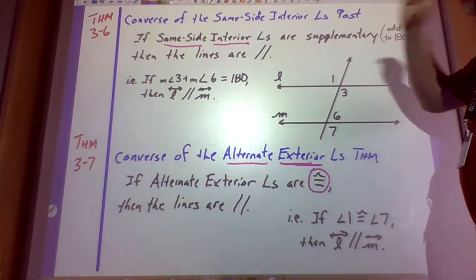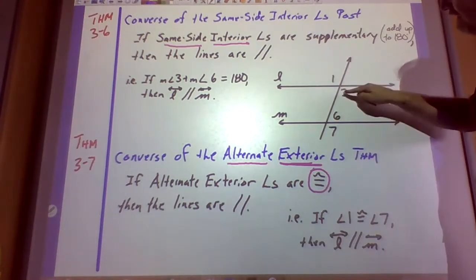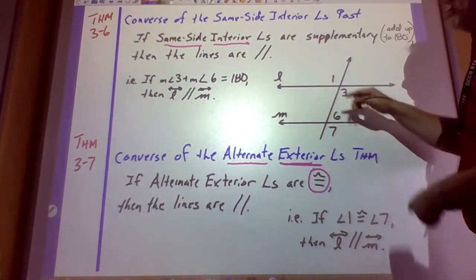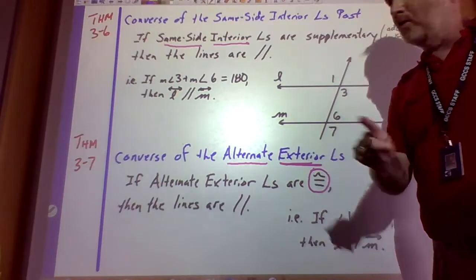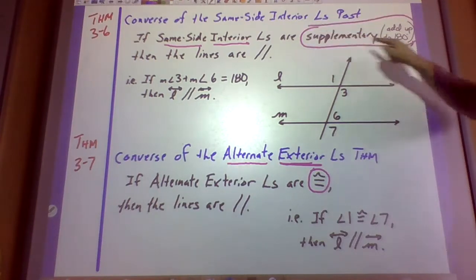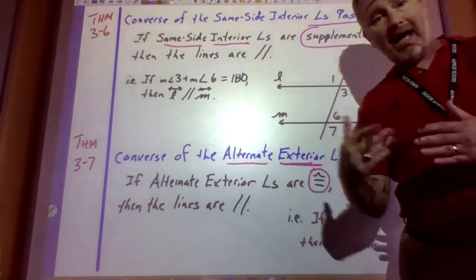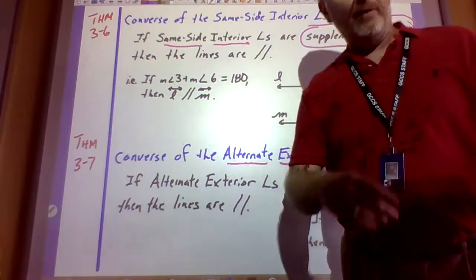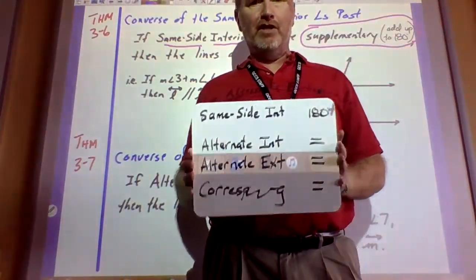So if they're on the inside and on the same side of the transversal, like 3 and 6 are, 3 and 6 are both on the right-hand side of the transversal, and they're on the interior, and they don't need to be equal. They need to be supplementary, which is that fancy word that means they add up to 180. So you want these guys to add up to 180, and if they do, then your lines are parallel. So that just recaps this beautiful cheat sheet.